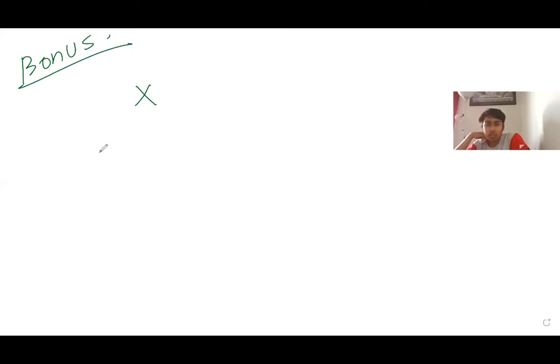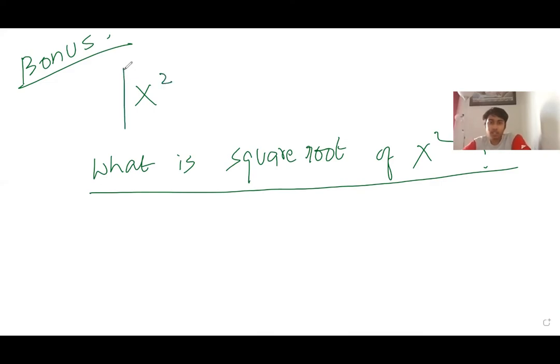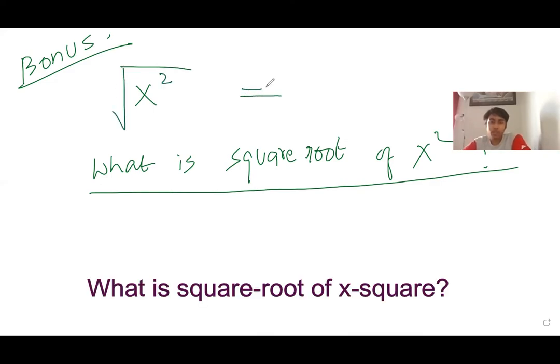What is square root of x squared? Tell me. Square root of x squared, sir. Wouldn't both square root and square cancel out? So wouldn't it become x, sir? Wrong answer.